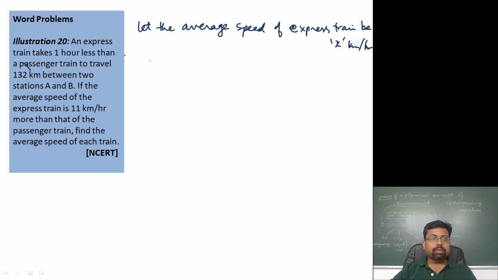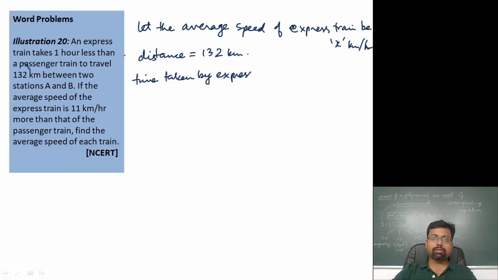Now what does it say? The distance in both the cases is how much? 132 kilometers. Now the time taken by the express train is how much? You can find it out by distance by speed. So distance is 132 and the speed is x.